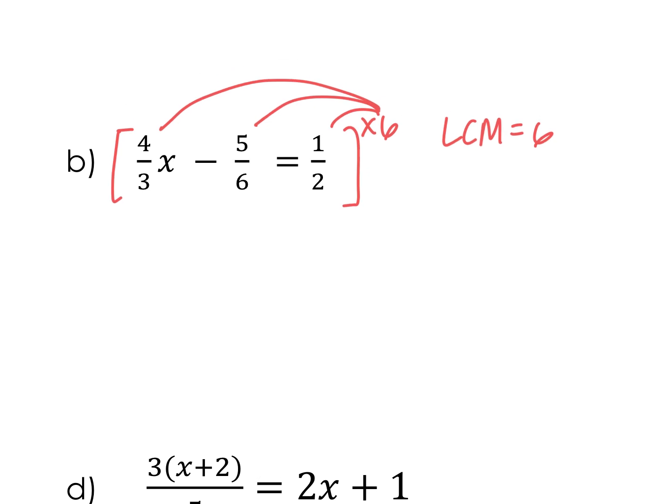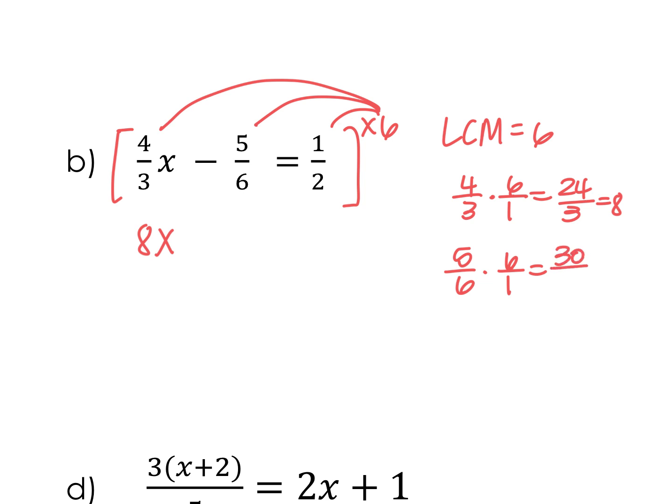If you want to think about it this way, we have 4 over 3 times 6 over 1, which is 24 over 3, which is 8. So I have 8x. I'm multiplying the fraction by 6, not doing 3 times 6 and 4 times 6. You're just multiplying the fraction. Now I'm going to do 5 over 6 times 6 over 1. 30 over 6, so 5.